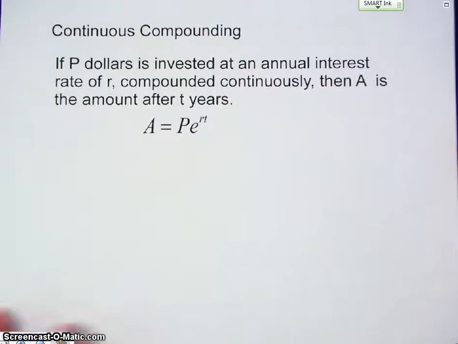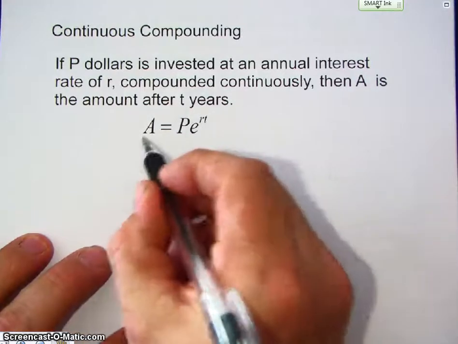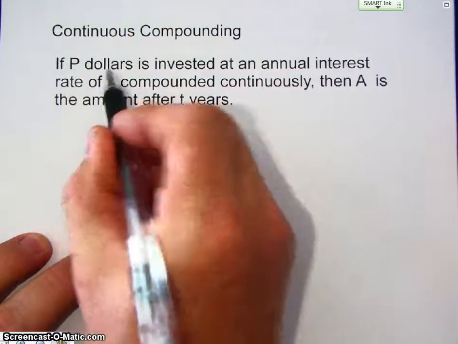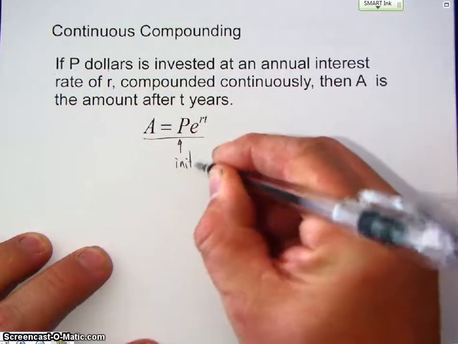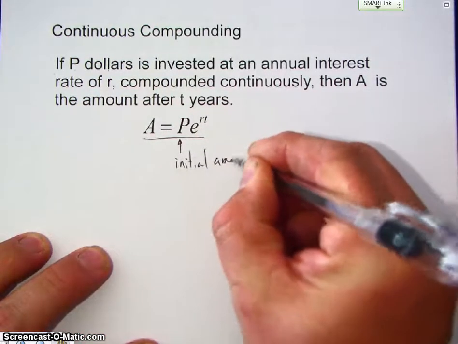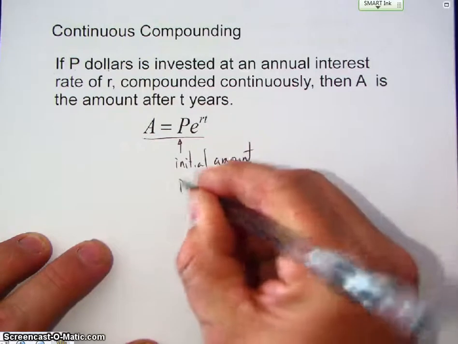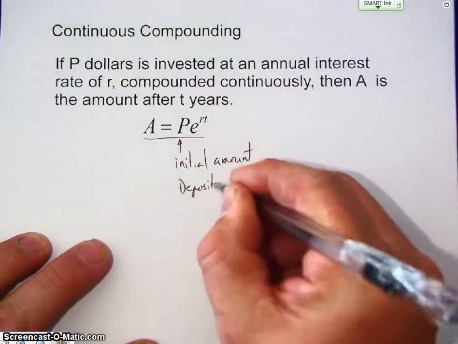Continuing with 7.3, we're going to be dealing with continuous compounding. All right. Here's the formula that's given. P dollars is invested. So this is our initial amount or our deposited amount.